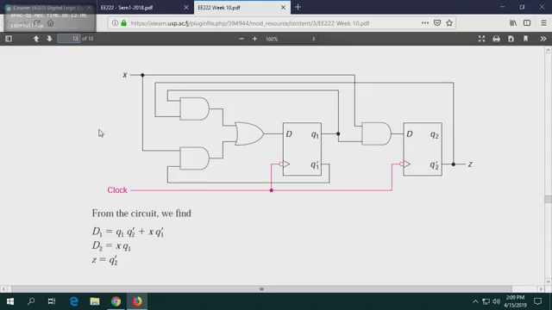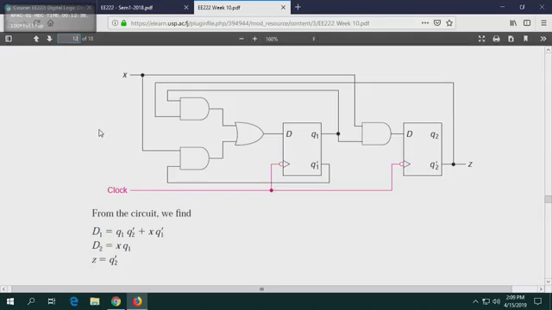One flip-flop stores how many bits? 1 bit. Therefore, this is a 2-bit system. This system as a whole handles 2 bits. So, the circuit we have built over here is a counter circuit. When we say counter, in your normal thinking from primary school, counting means to count 1, 2, 3, 4, 5 in a particular order.